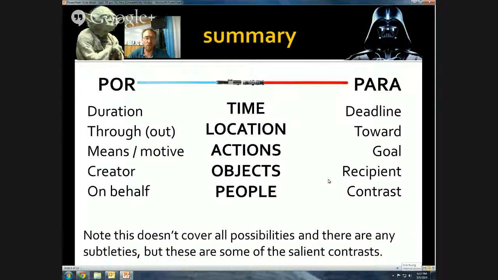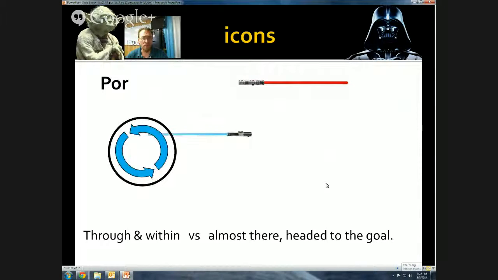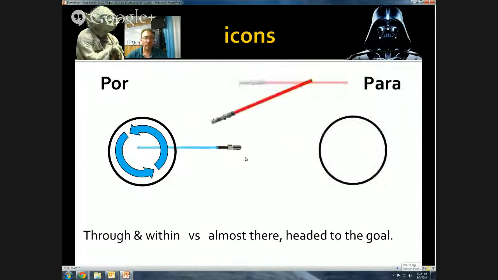Now, there's more than these. These are just some of the big ones that tend to confuse us, and some salient contrasts. I wanted to show you an icon I thought was helpful. So, por is going through something, whereas para is headed towards something.